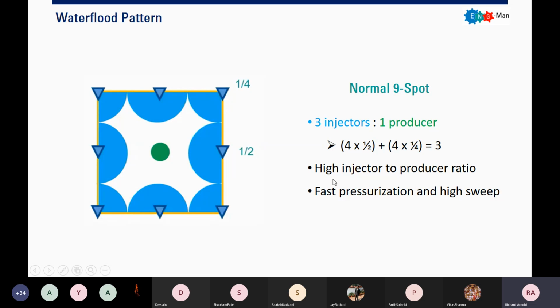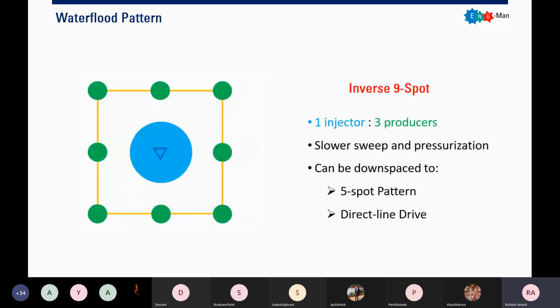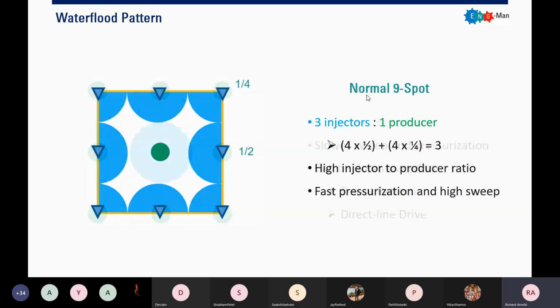Of course, it will give you a high injector to producer ratio, which ultimately will give you fast pressurization and high sweep. So for normal 9 spot, it's good. And if you do inverse 9 spot, it will turn out to be the other way around: 1 injector only versus 3 producers, which of course will give you relatively slower sweep and pressurization as opposed to that of normal 9 spot.